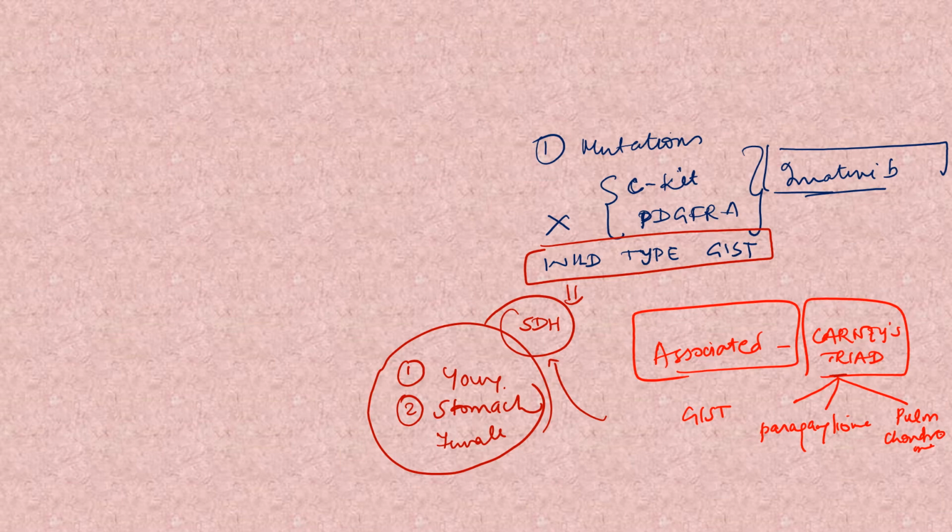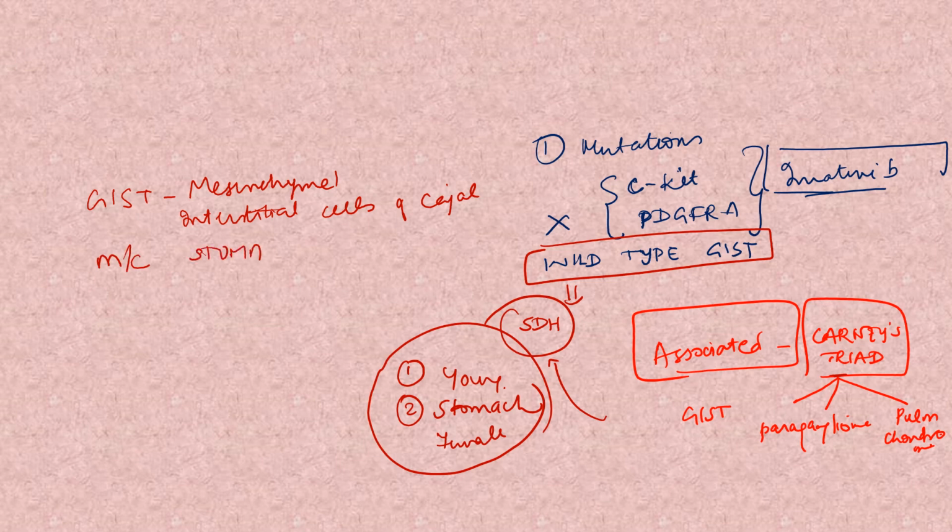Okay, so let me summarize everything. GIST is a mesenchymal tumor which arises from your pacemaker cells. So what are those cells called? Interstitial cells of Kajal. And the most common site of GIST is the stomach. It can occur in other parts of your bowel as well, and it's grossly usually a submucosal tumor. The mucosa appears normal and you have a submucosal tumor which is very circumscribed. Then the histology can be spindle cells or epithelioid cells.